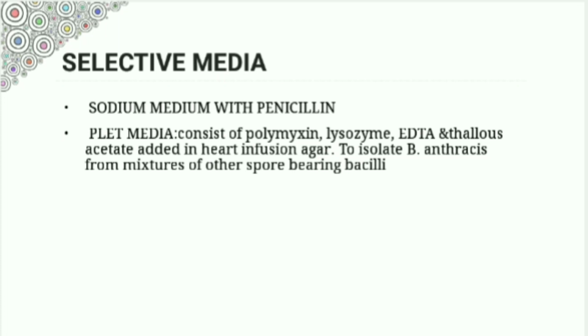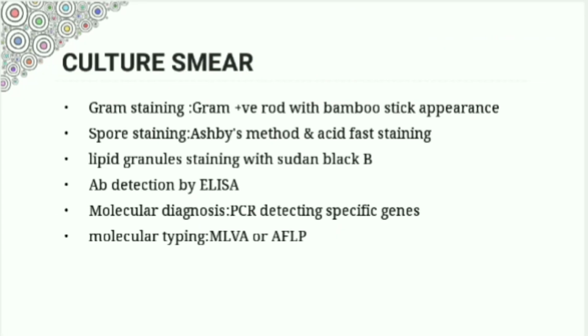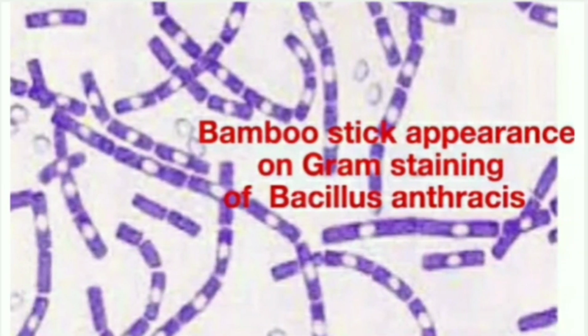On gram staining of the culture smear, what we can see is gram positive, it's the PLET medium you can see over here. And on gram staining, what we can see here is gram positive rods with bamboo stick appearance. You can see that here.